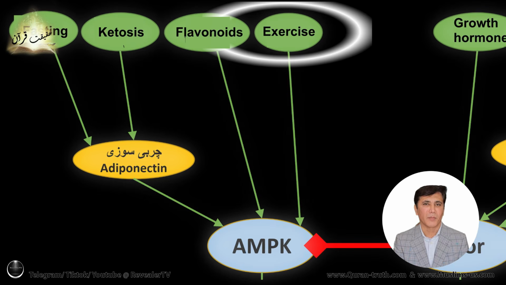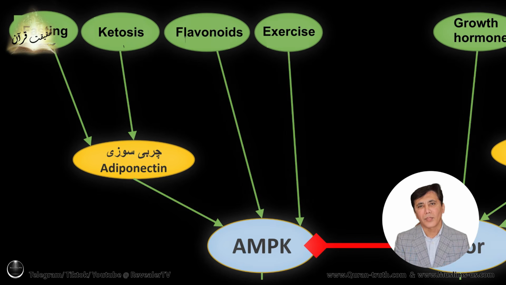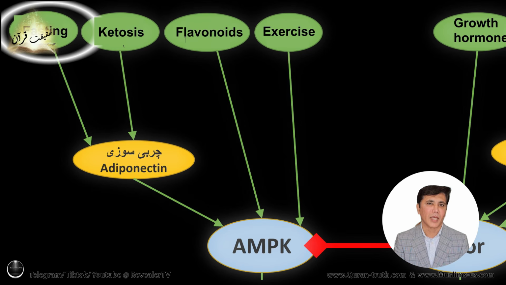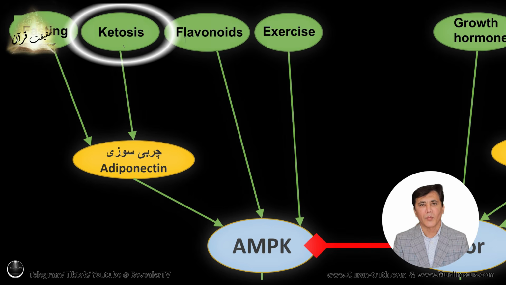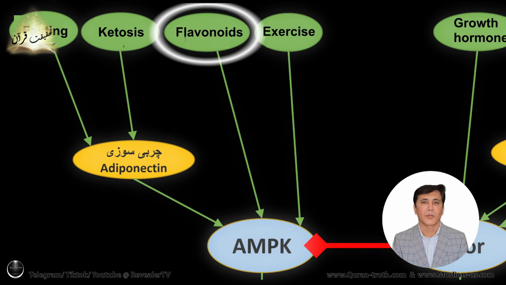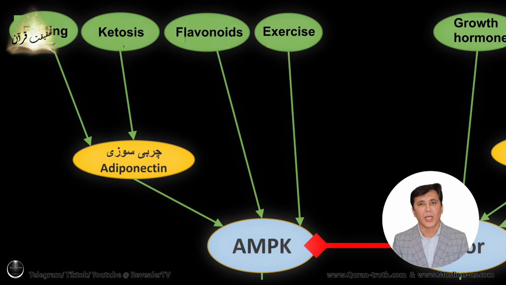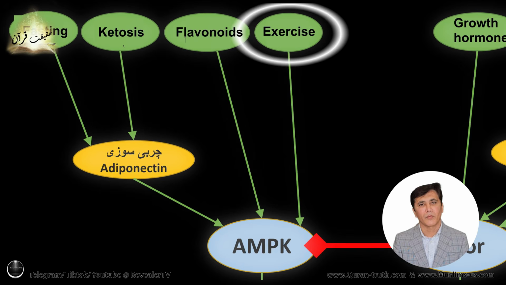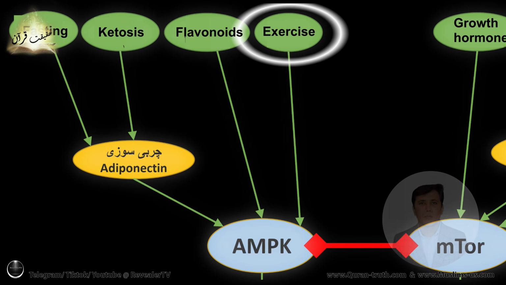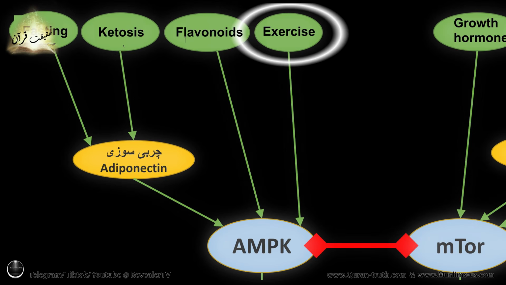AMPK is activated by these cases: fasts that limit the intake of any calories into the body, ketosis or diets that restrict carbohydrate intake, eating plant materials that contain flavonoid and polyphenol molecules, and exercise. Exercise activates this pathway in a short time and by consuming the resources available in the muscles and liver.